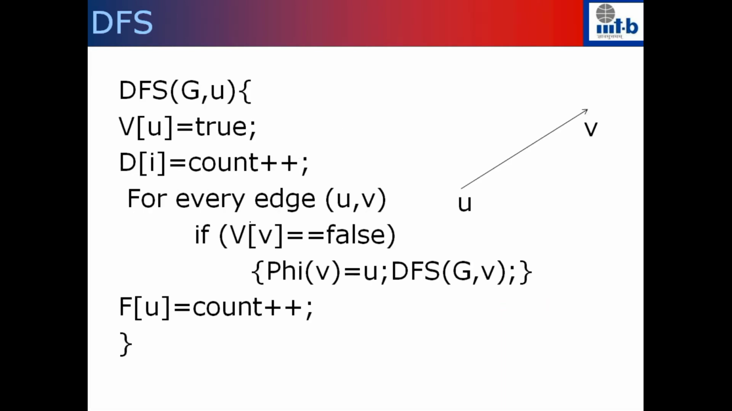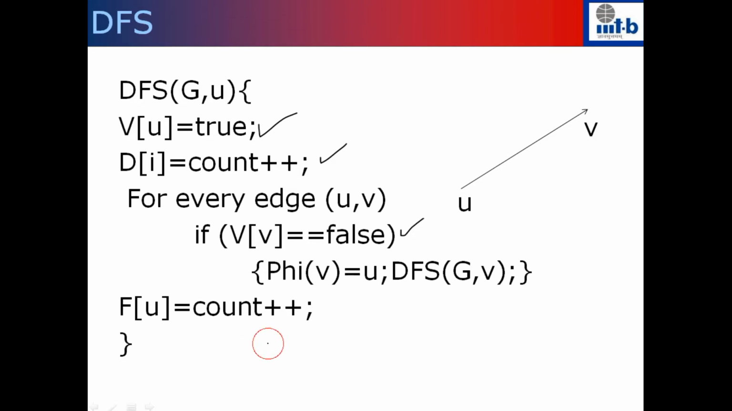When we come to a node, we set the visited flag of that node to true, set the discovery time, then look at all the adjacent vertices of it. If we look at the edge (u, v) and v is not yet visited, then set the pi function of v to be u, and call the DFS function recursively from v. Once you finish visiting all the adjacent vertices of u, then you set the finish time of u.